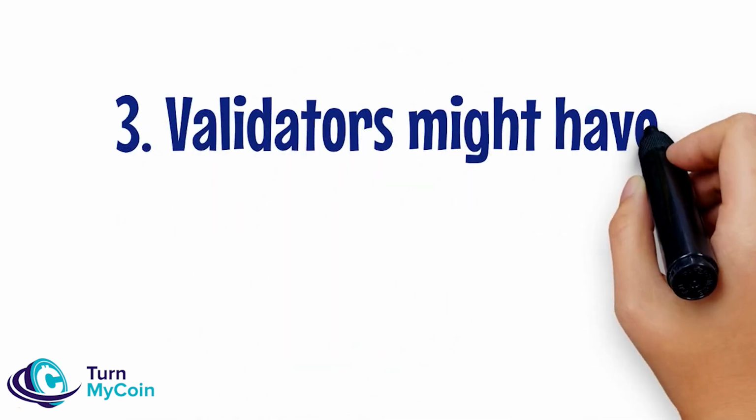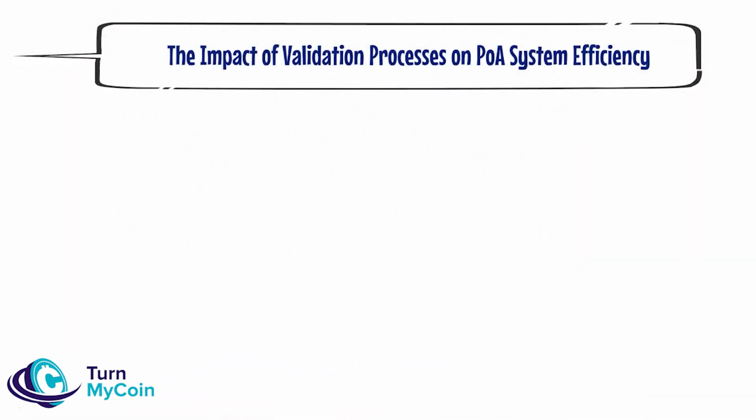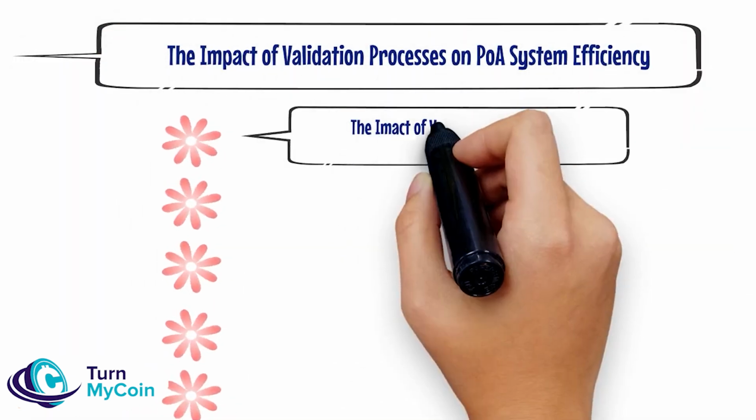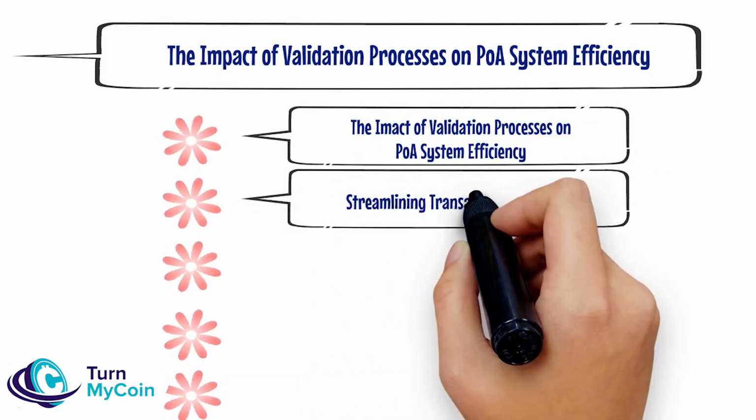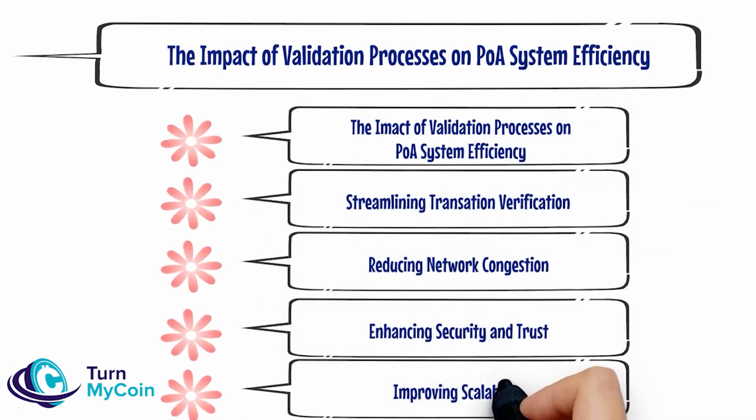3. Validators might have an influence. With the rise of blockchain technology, it's essential to realize that validators with significant holdings can have excessive influence on transaction verification. So, in that case, the transactions will be biased.